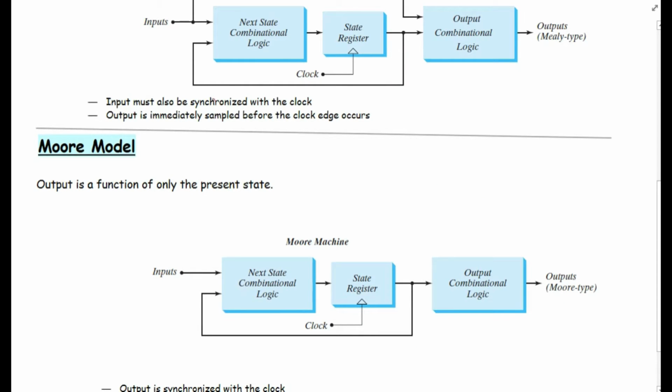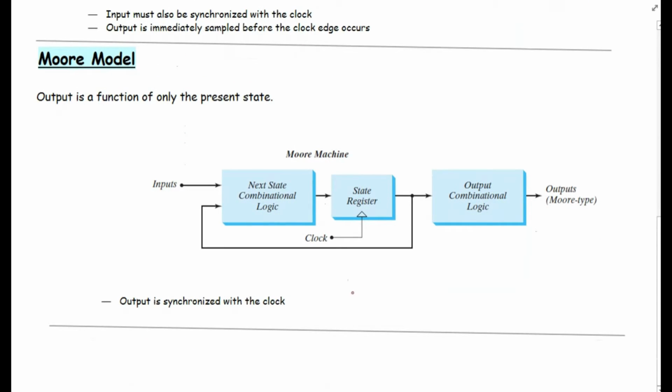Coming towards the second model of the sequential circuit, which is called the Moore model. In the Moore model, the output is a function of only the present state. Here we can see the block diagram of a Moore model, where the output only depends on whatever state is available at this point. It does not depend on the input.